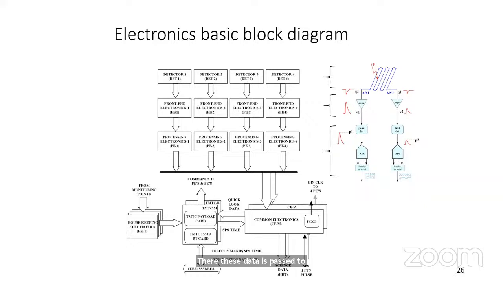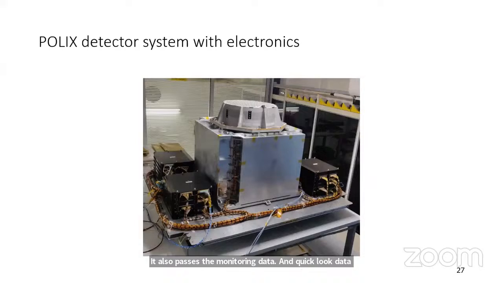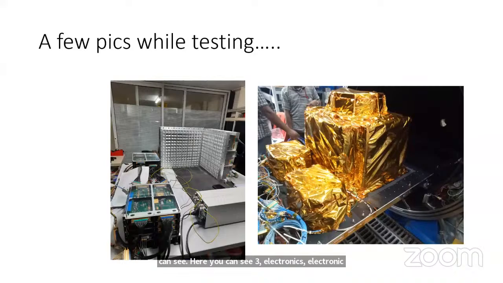The telemetry and telecommand acts as a command interface between the polarimeter electronics and the satellite bus. It also passes the monitoring data and quick look data to the satellite bus. This is another lab picture where you can see 3 electronic units, and the detector and the collimator. Some more pictures.